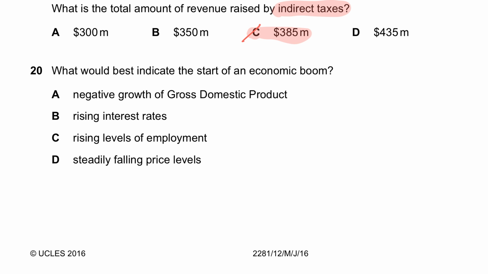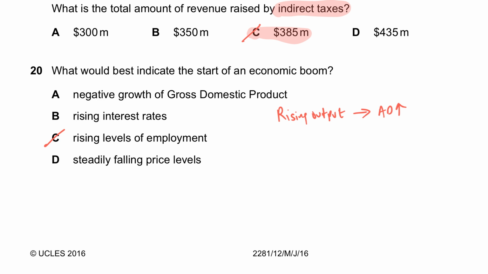Question 20 says, what would best indicate the start of an economic boom? In an economic boom, basically, we have rising output and rising employment. There is a rise of the AD curve. There is more demand for goods and services, and as a result of that, there will be more people employed. And so C would be the best answer, where rising levels of employment could be resulting from rising demand for goods and services.